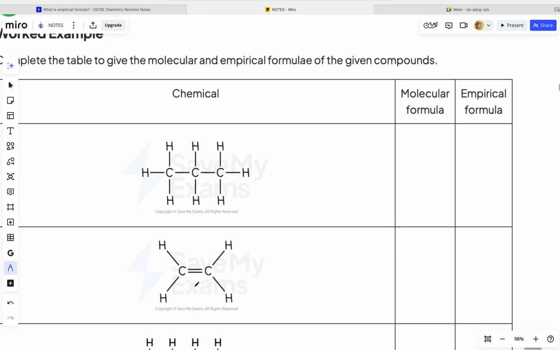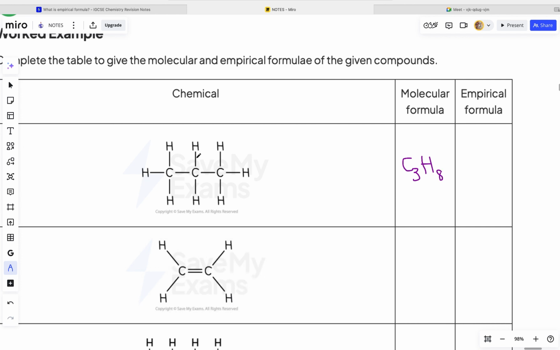So here, if we are asked to write the molecular formula, we fill this one up. How many carbon atoms do we have? 1, 2, 3. So we have 3 carbon atoms. So for the molecular formula, I write C3. There are 3 carbon atoms. How many hydrogen atoms? 1, 2, 3, 4, 5, 6, 7, 8. There are 8 hydrogen atoms. So I write this. This is the molecular formula of the compound.